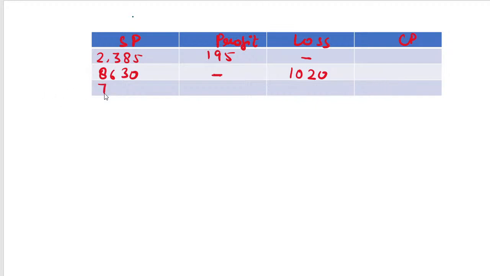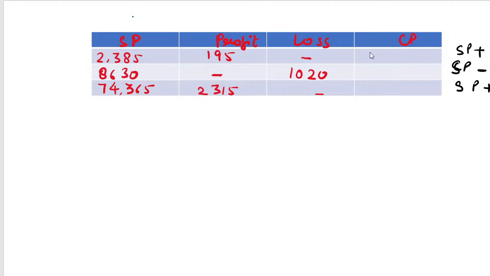Now the next one is 74365 and profit is given, that is 2315. Loss is not there, so you have to find out the CP. In that case, how to do that? Since we know that we have to find out the CP, CP is what? CP equals SP minus profit. Yes, and here SP plus profit.